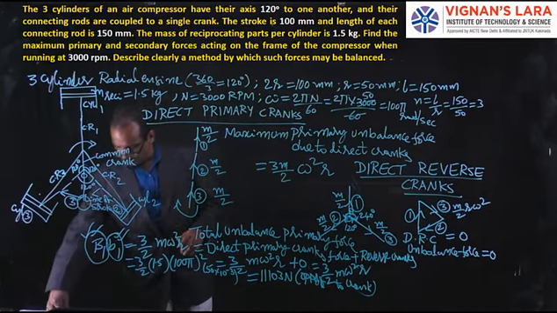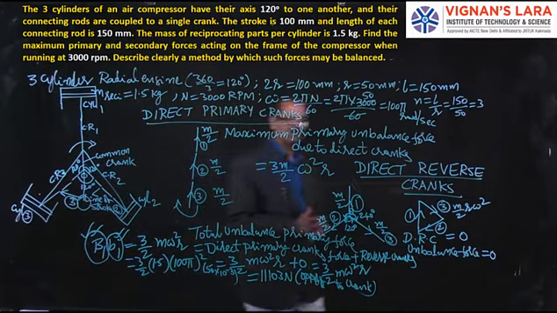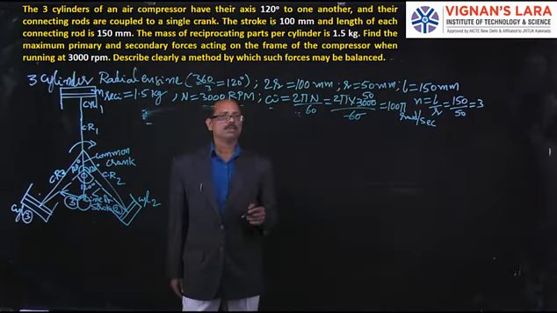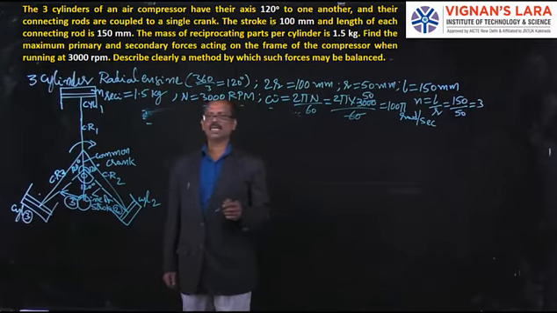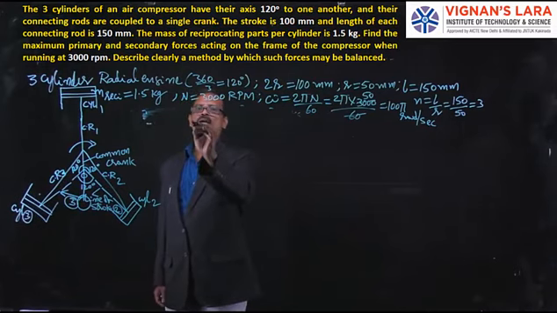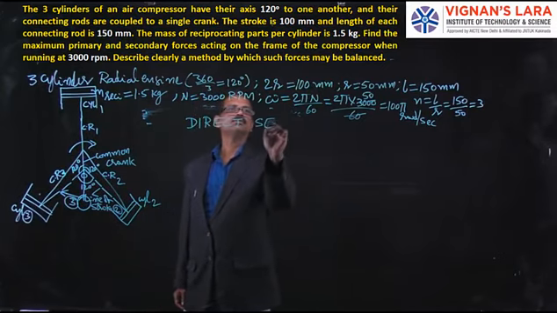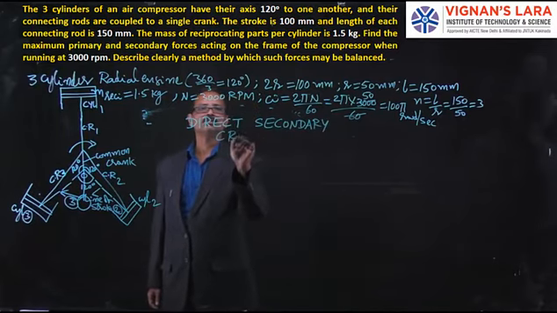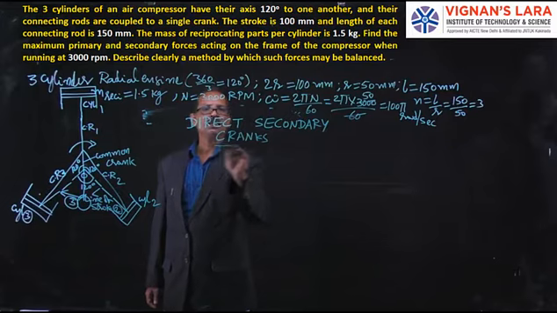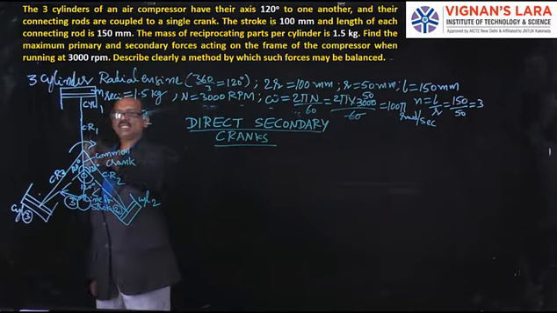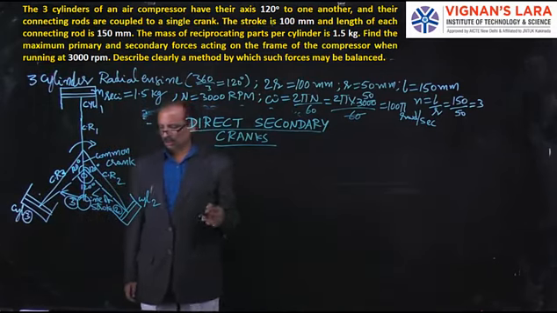Then we will see how to balance it for secondary balancing. This diagram. Now let us see how to balance for secondary unbalanced forces. This is the original diagram. Now I will draw direct secondary cranks positions. Direct secondary cranks. We know that the secondary cranks are twice the angle of the original one. So original is theta 0, so 0 twice is also 0.